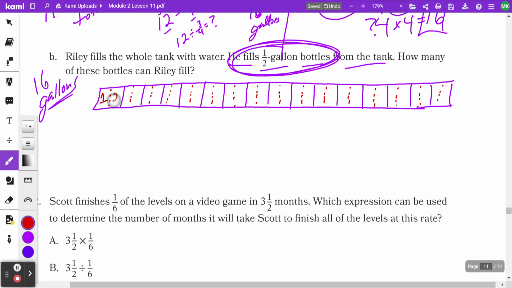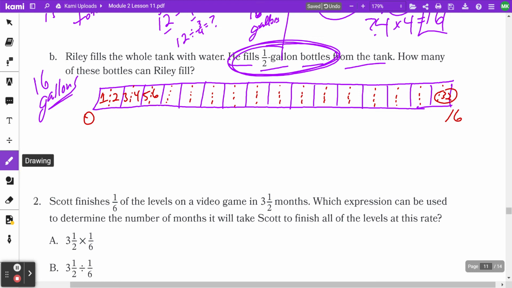So here's one bottle, there's a bottle, there's a bottle, there's a bottle, there's a bottle, there's a bottle. How many do I get? Well, if this is 0 and this is 16, if I double that, I should get 32 over there. Okay, so that's where I get my 32.